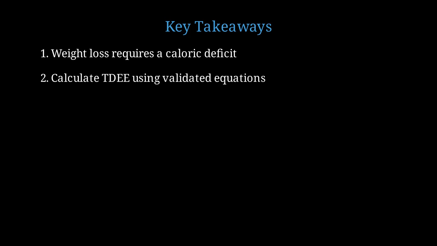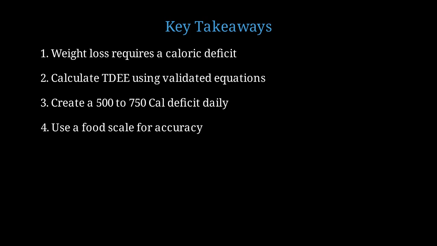Let me summarize the key scientific principles we've covered. 1. Weight loss fundamentally requires a caloric deficit based on thermodynamics. 2. Calculate your TDEE using the Mifflin-St. Jeor equation and activity factors. 3. Create a sustainable deficit of 500 to 750 calories per day. 4. Use a food scale to accurately measure portions. This eliminates the largest source of error.